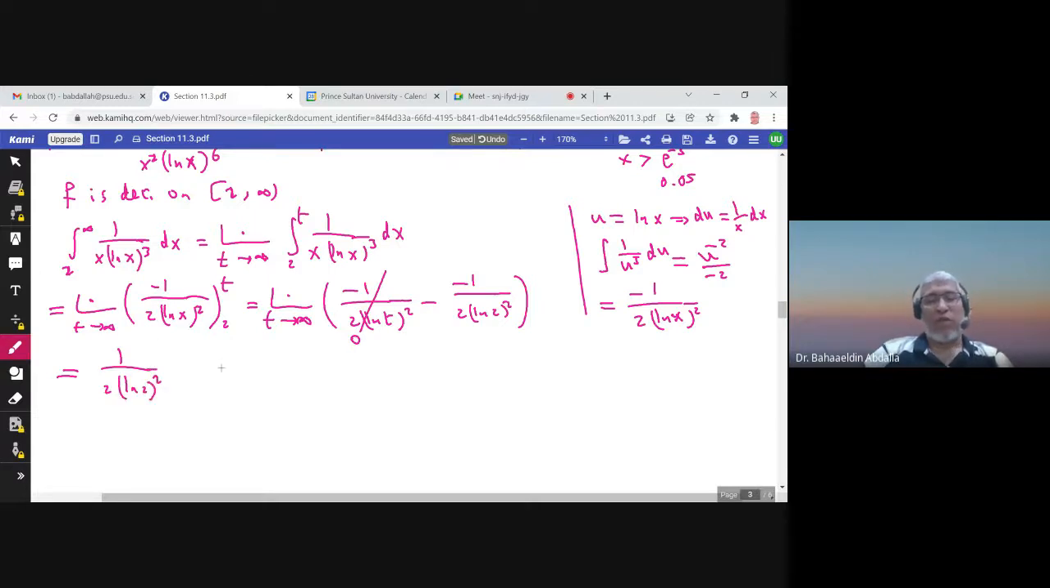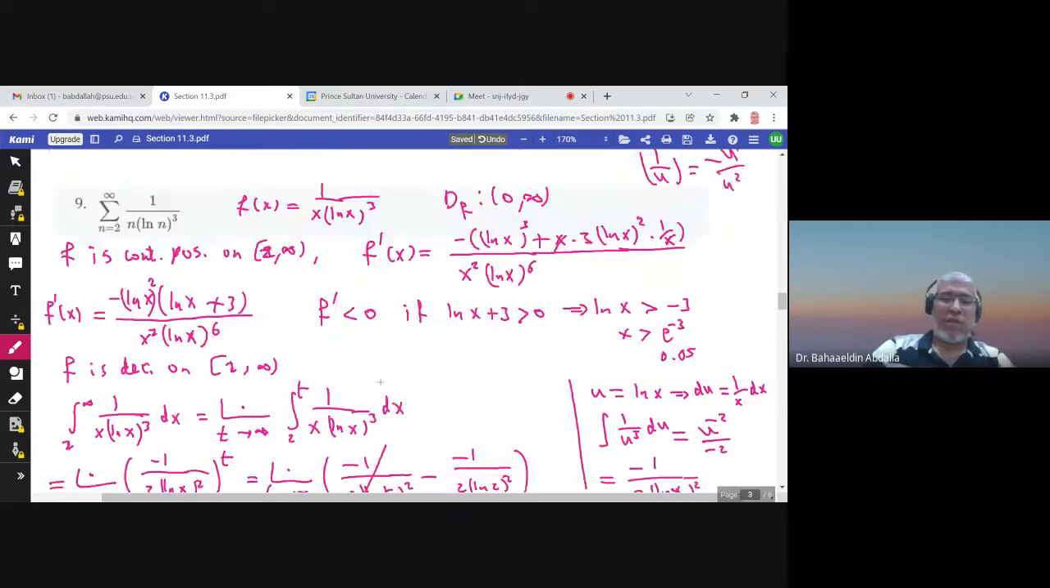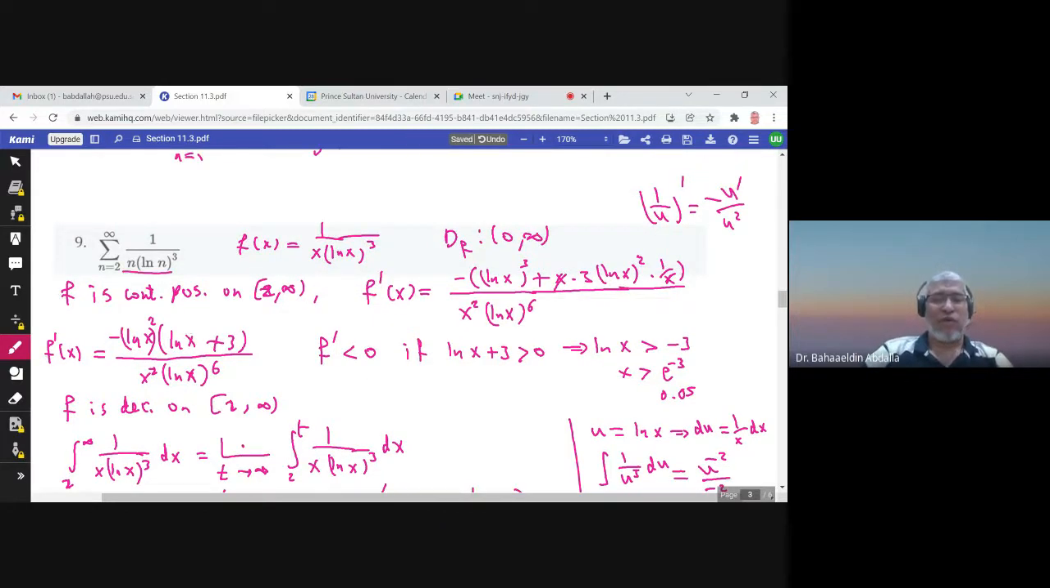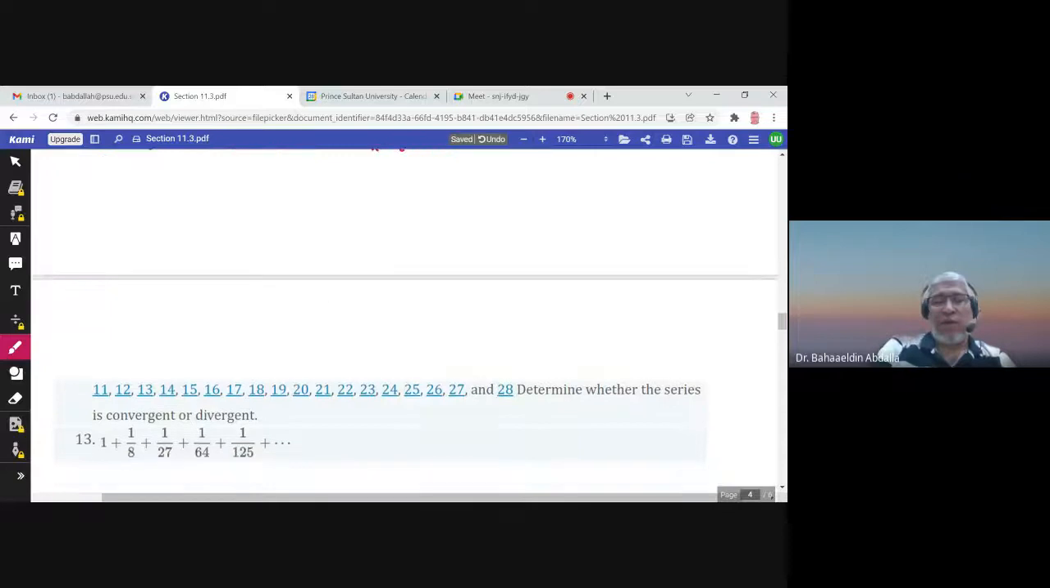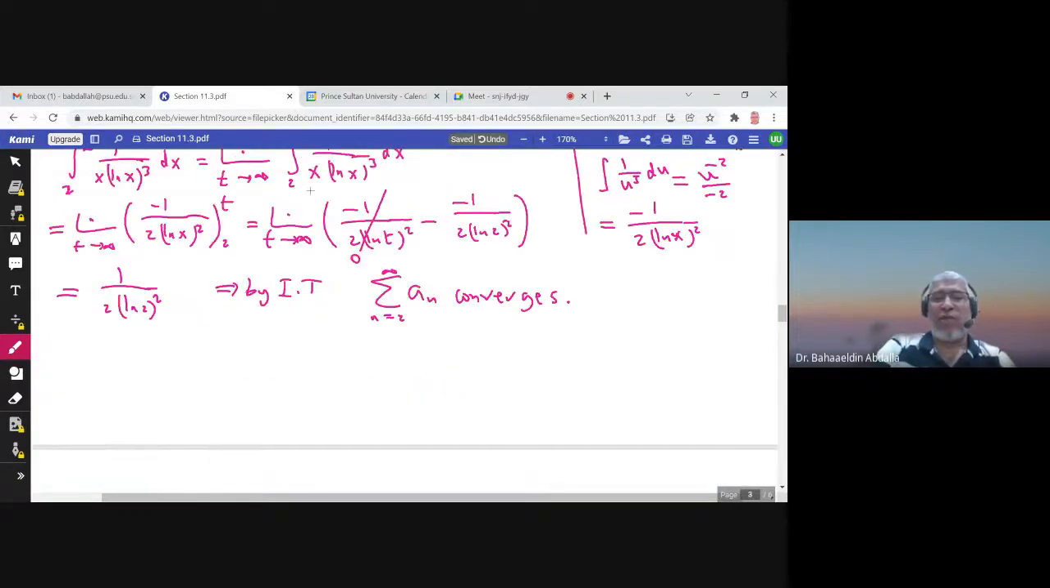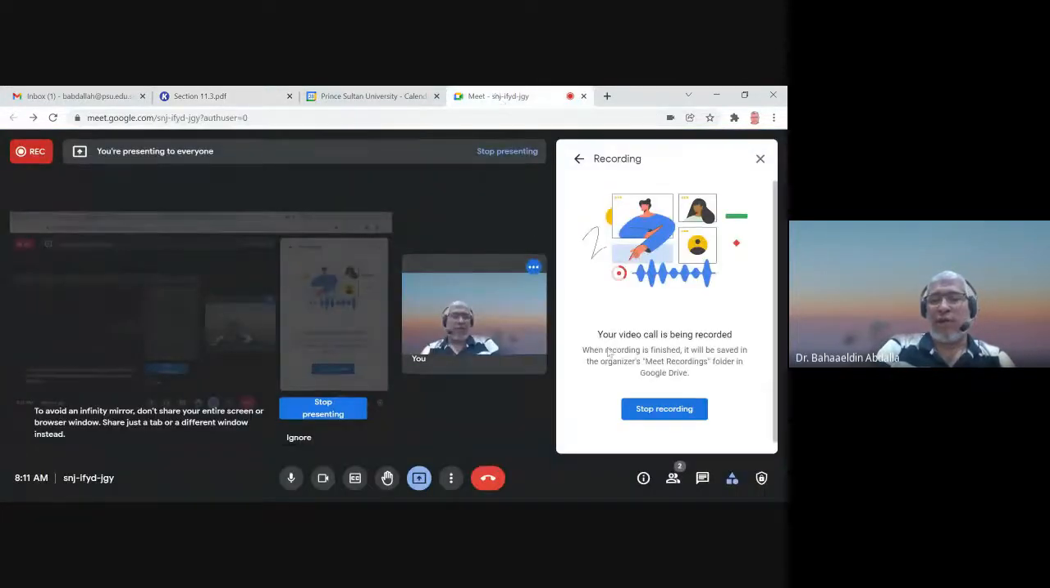So the integral converges, and by the integral test, the series also converges. If I call this a_n, then the series is convergent. And I'll stop here and solve more exercises about the section in another video.